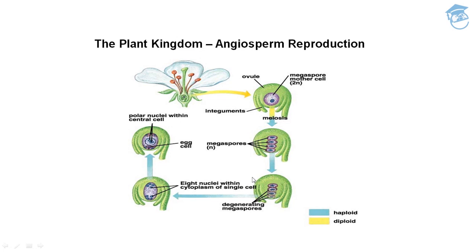Okay, and see, these 3 are the degenerating megaspores, and then 8 nuclei within cytoplasm of a single cell is formed. Okay, 1 2 3 4 5 6 7 8, 8 nuclei within cytoplasm of a single cell is formed, and these 3 get degenerated. So this is the egg cell. Now these 2 center nuclei are called as polar nuclei, which is present within the central cell.